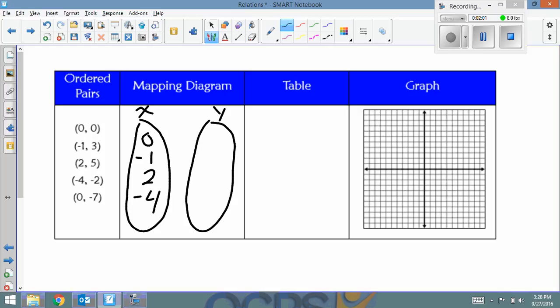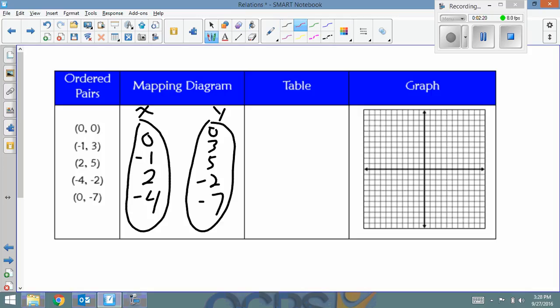But if you have a repeating x, you don't have to write it again. So you see how we have two zeros here? Those we only have to write once in our mapping diagram. Then the y's, we do the same thing. So we just write our y's. So we have 0, 3, 5, -2, -7.